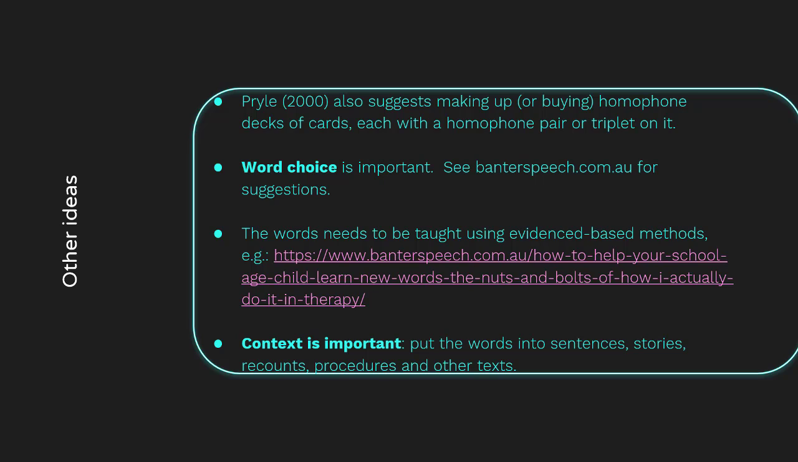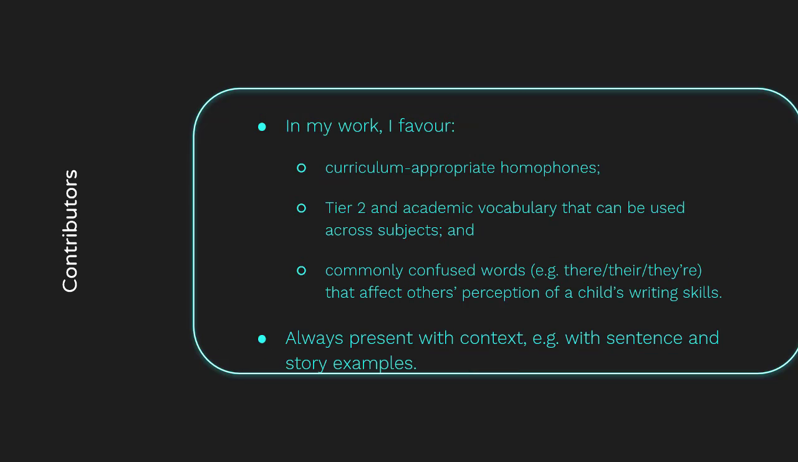And finally, context is probably the most important thing. Just like most figurative language we've talked about in the videos to date, putting things into context and bringing them alive is really important, particularly for children with language disorders, but in fact for all children. So putting the words into sentences, stories, recounts, procedures, all of the types of things that we are expecting children to do in upper primary and certainly secondary school are really important.